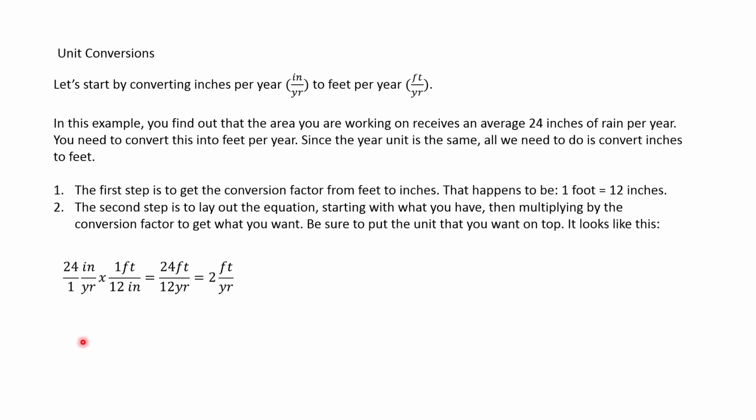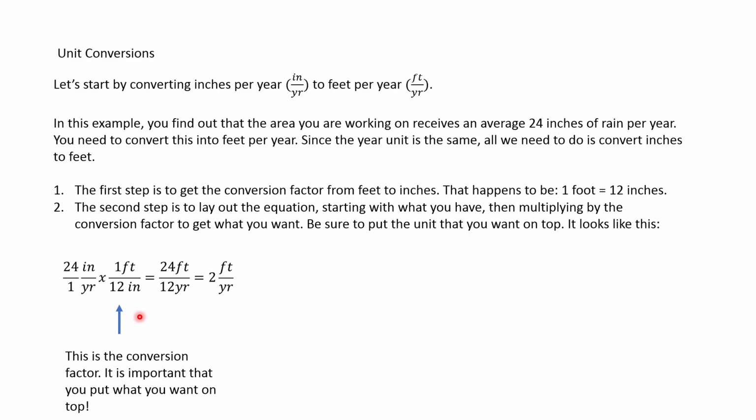So the equation is here. You're given that you have 24 inches of rain per year. There's your 24 inches per year. And here's where you set the conversion into the equation: 1 foot is equal to 12 inches. In math, because these are the same, you're just multiplying by 1, so that's kosher.